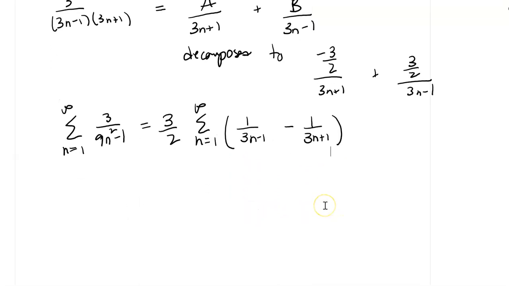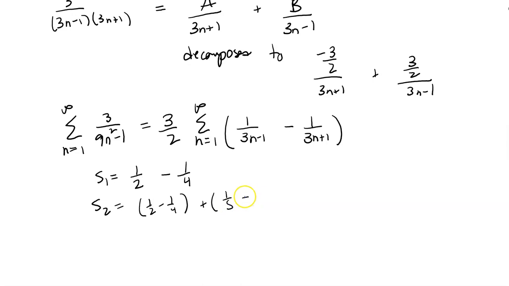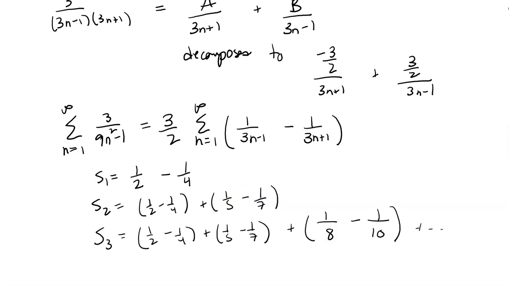So if I'm going through and listing out some terms, S sub 1 would be a sub 1, which will be 1 half minus 1 fourth. S sub 2, a sub 1 plus a sub 2, will be 1 half minus 1 fourth, plus, when we plug in a 2, we get 1 fifth minus 1 seventh. S sub 3 would be 1 half minus 1 fourth plus 1 fifth minus 1 seventh plus 1 eighth minus 1 tenth. Now from what I'm seeing, it doesn't appear that anything's actually going to cancel here.